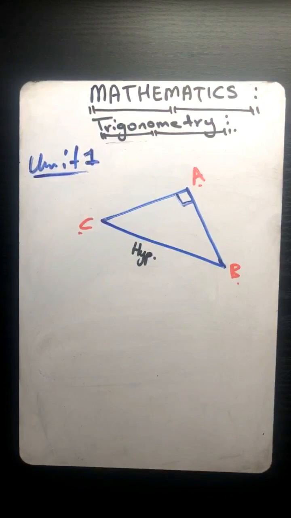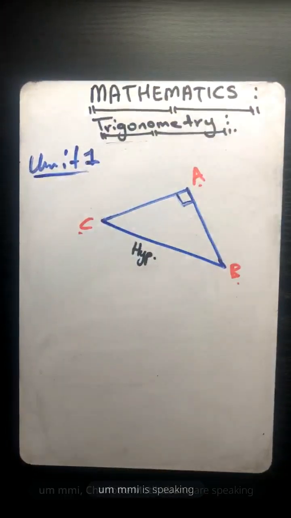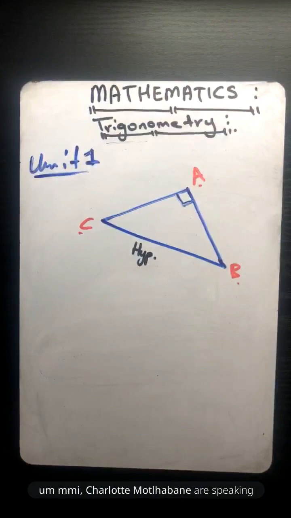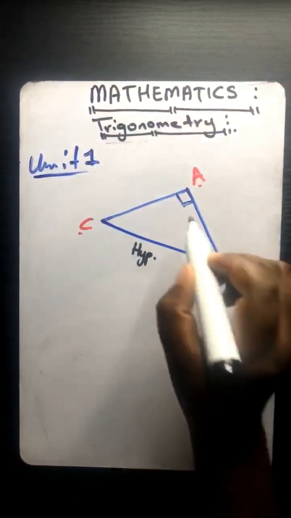Hey, Charlotte, did you run away, honorable member? How do you know that BC is hypotenuse? Anyone who can respond to that question, if you agree BC is hypotenuse. It's opposite to 90 degrees. 100%. It's opposite to 90 degrees.